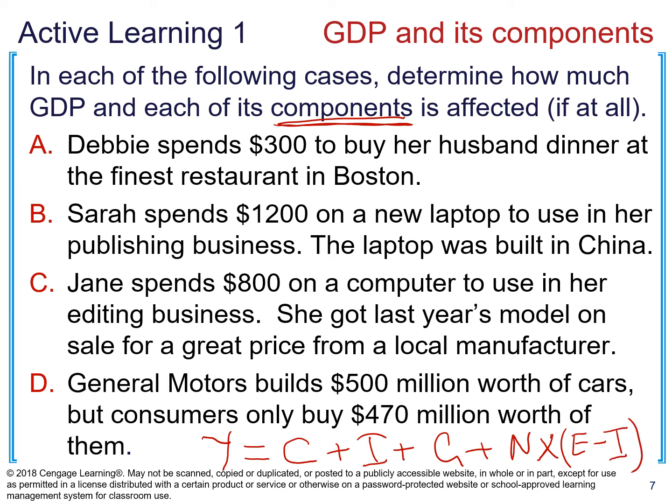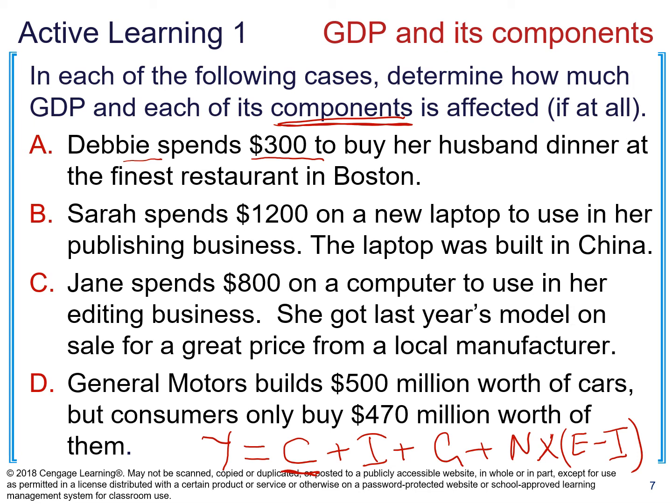So is this a legal transaction? Yes. Does it have market value? Yes. Who purchased the product? Debbie. She's a household, isn't she? Did it happen this year? Yes, let's suppose today. Is this going to be part of the GDP? Yes, it happened on the territory of the United States. Which component is going to be affected? Consumption, because Debbie is a household, so consumption is increasing by $300, and therefore our GDP is going to increase by $300. That's the answer for A. Let's go to the next one.